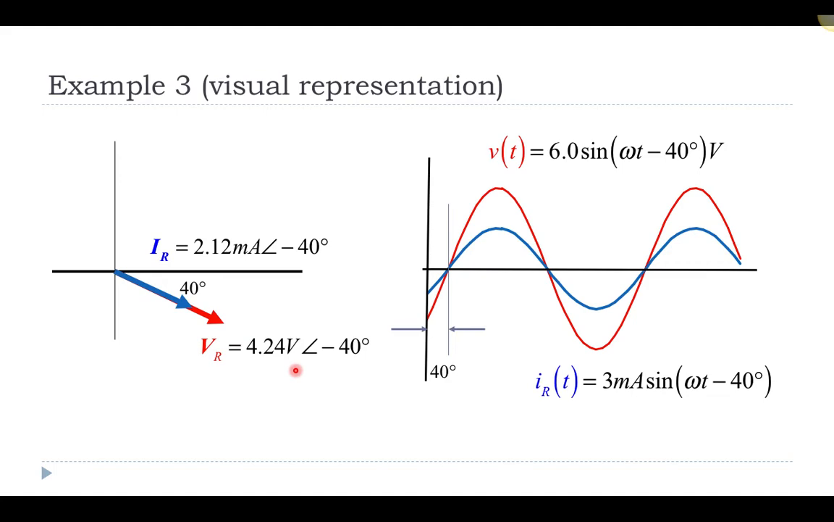In my picture, the red is representing the voltage and the blue is representing the current. And I can represent, of course, my phasors. I should, I guess, write down what they are and put those values in my picture as well.